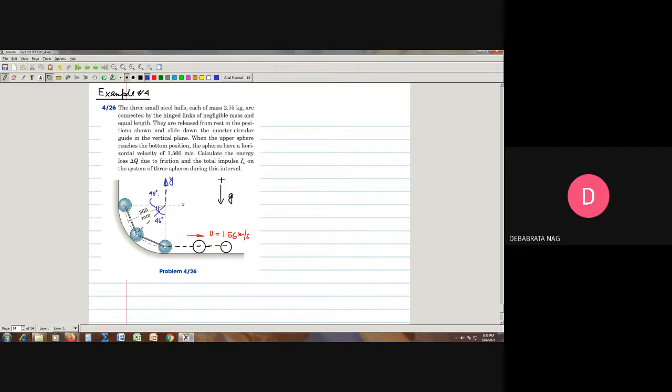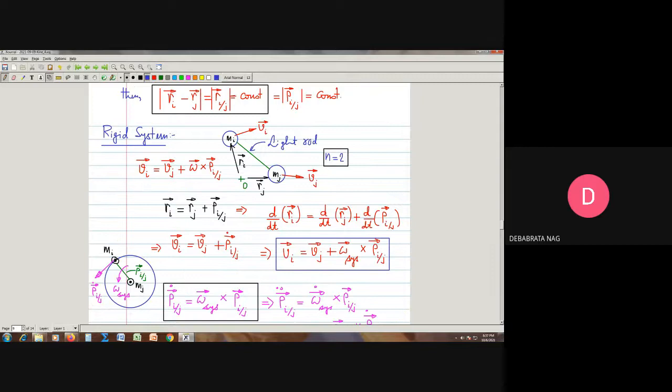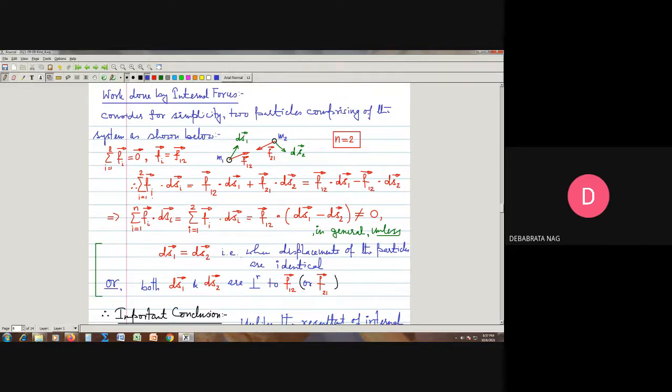Now, before we go to solve this problem, let us recapitulate one principle that we have discussed in our theory class. So going back to the theory class, if you recall, when we discussed the work done by the internal forces, this was the situation.